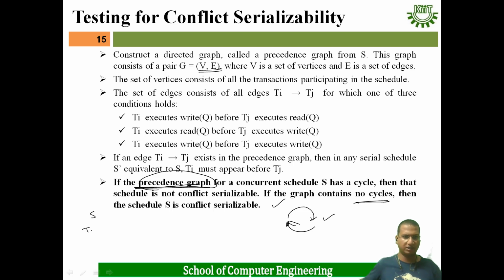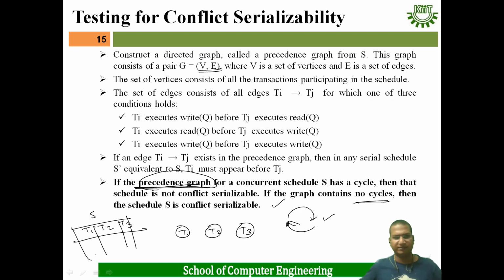Suppose S is a schedule and T1, T2, T3 are three transactions. Then in that graph, T1 will be a vertex, T2 will be a vertex, and T3 will be a vertex. That means all the transactions will be vertices. The set of edges consists of all edges Ti to Tj for which one of these conditions holds: if a write-read, read-write or write-write operation exists between two different transactions on the same data item, then we draw a line.